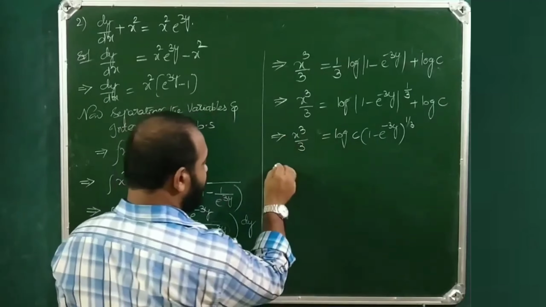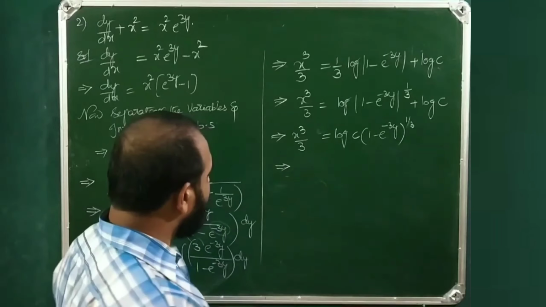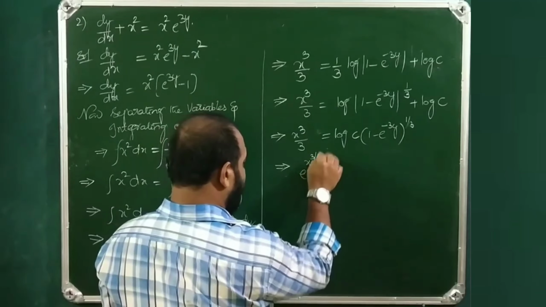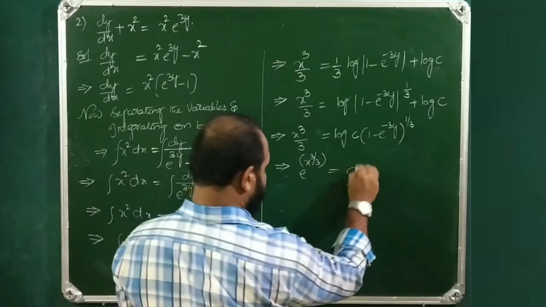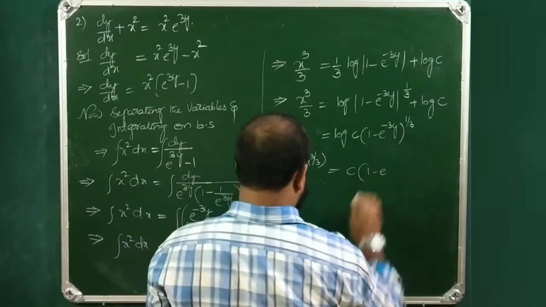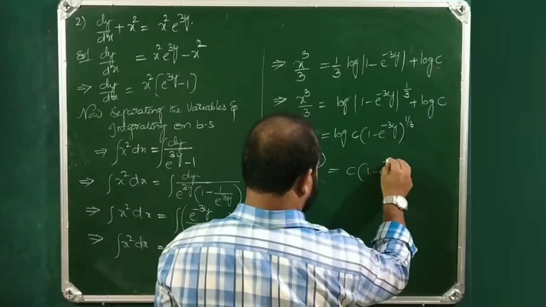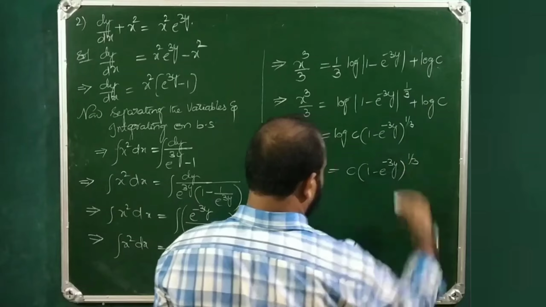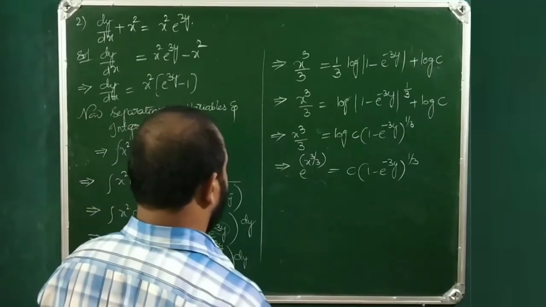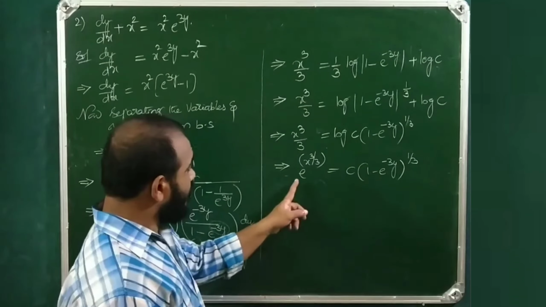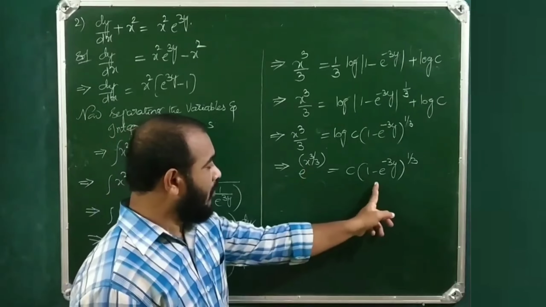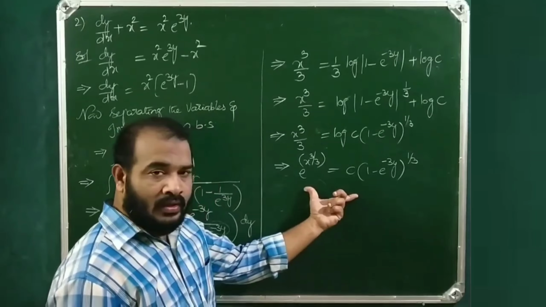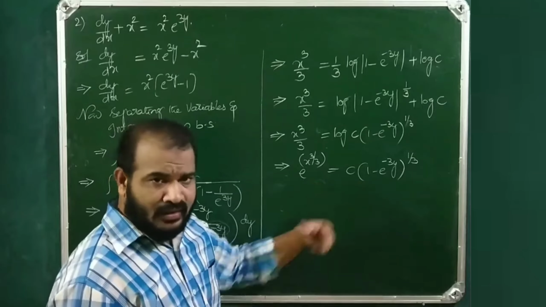This is equal to, so if I am taking the exponent here, then we will be getting e power x cube by 3 equal to c into 1 minus e power minus 3y whole power 1 by 3. So cubing on both sides we will do. So e power x cube by 3 equals c into 1 minus e power minus 3y whole power 1 by 3. But this is not the textual answer. But if you stop the process with this answer, it is also correct.